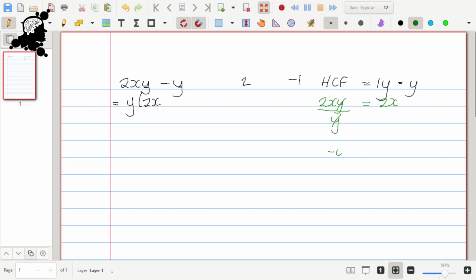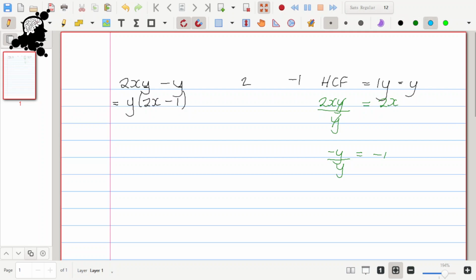Next, we have to say negative y divided by y, that's the second term divided by our common factor. This is going to give us negative 1. So we can put the negative 1 back there. We are done finding the common factor. We are done factorizing it.